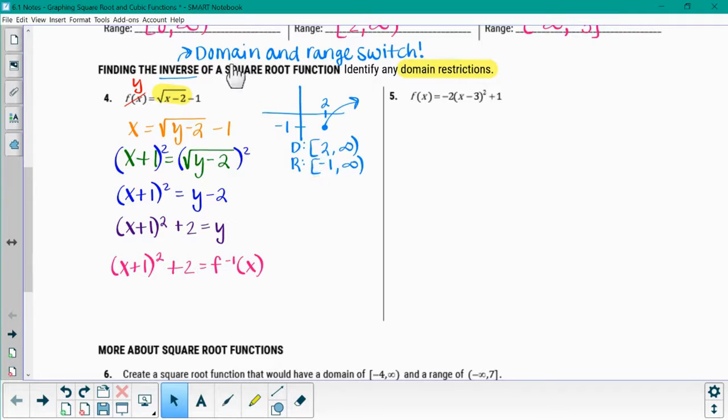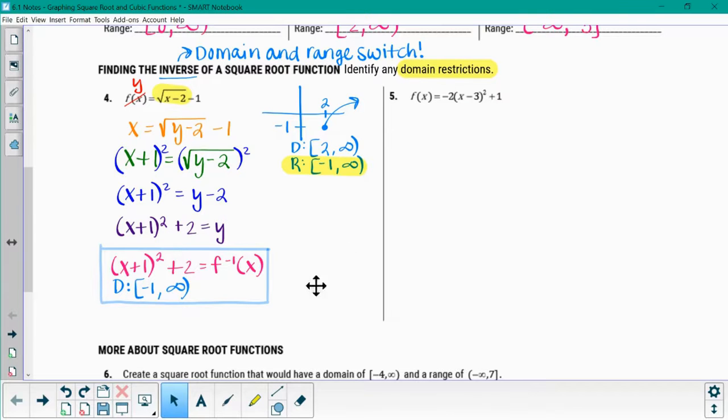Now, domain and range switch. So if I want the domain restriction of my inverse, I need to be looking at the range of my original. So I'm going to include a statement that says the domain is from -1 to infinity for the inverse function. Now, when I'm starting with a squared function, it's not as tricky.